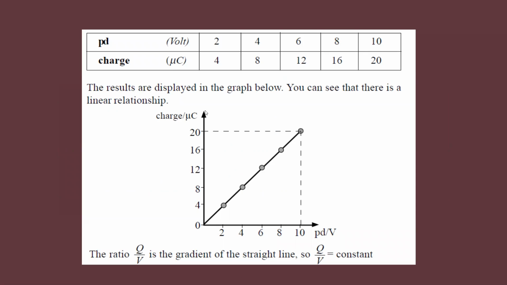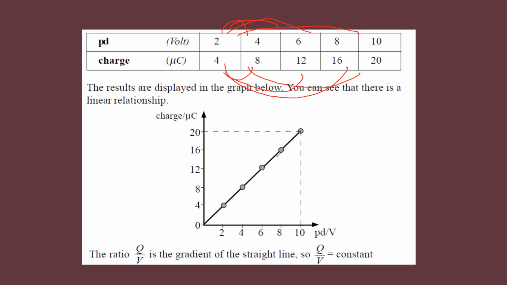This is a graph for voltage and charge. Voltage is in volts, but the charge is in microcoulombs. You can see they are directly proportional. When voltage is doubled, the charge on the capacitor is doubled. Compared to the first value, voltage is 3 times, and the charge is also 3 times. Voltage is 4 times, the charge is 4 times. Voltage is 5 times, the charge is also 5 times.